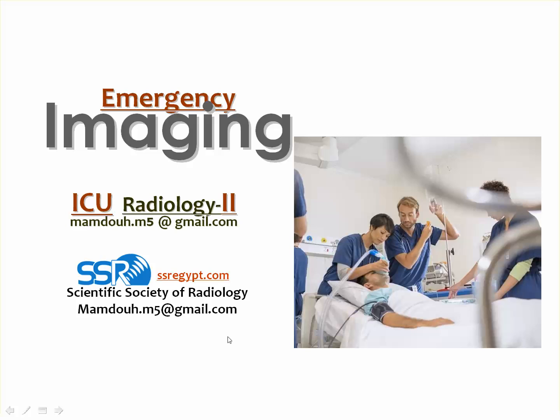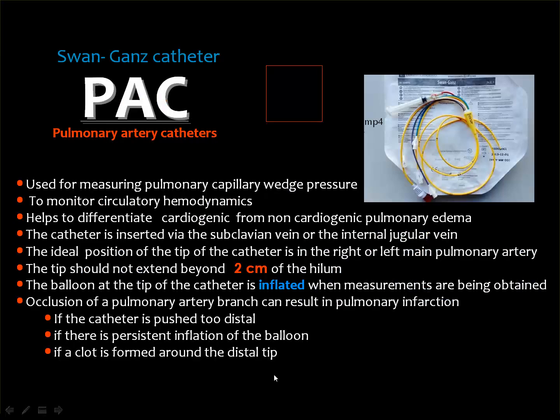Dear colleagues, this is the second part of the topic of intensive care radiology. In the first part of this talk, we have discussed most of the tubes and catheters, and also the lines used for patients inside the intensive care unit. There are only two remaining devices. I will mention them now. Then we'll continue with the discussion of the possible lesions that can occur in the lung, in the pleura, and in the mediastinum for those who are in the intensive care unit.